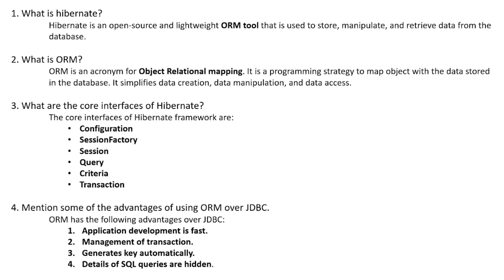Question 2. What is ORM? Answer. ORM is an acronym for Object Relational Mapping. It is a programming strategy to map object with the data stored in the database. It simplifies data creation, data manipulation, and data access.